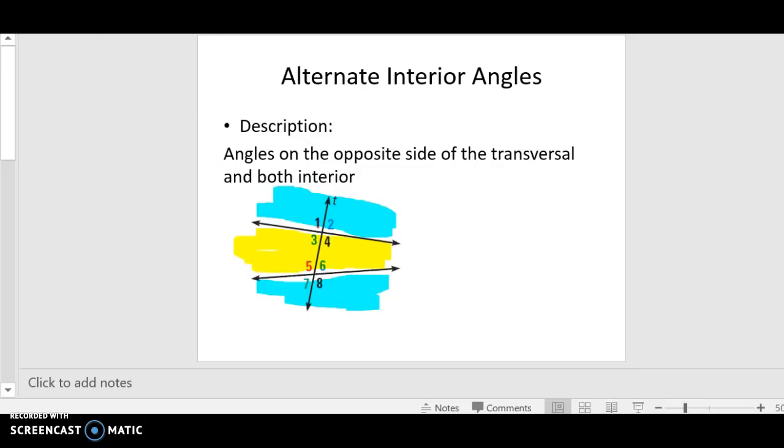So when I look at alternate interior angles, an easy pair to see would be angle 3 and angle 6, followed by angle 4 and angle 5. If I look, they are on opposite sides of the transversal, both in the yellow interior region, 4 and 5. Opposite sides of the transversal, both in the yellow interior region.